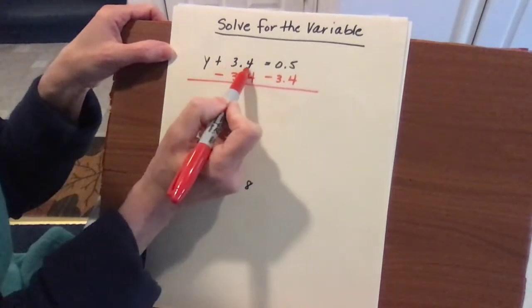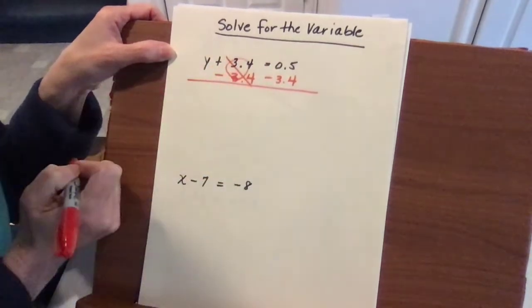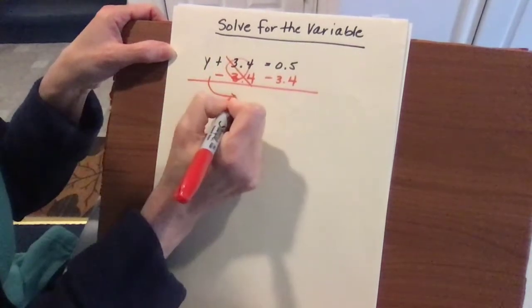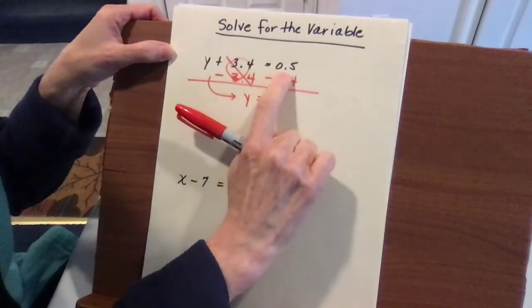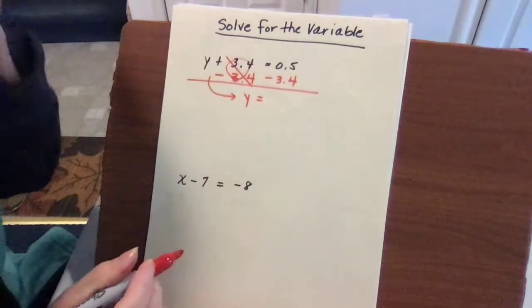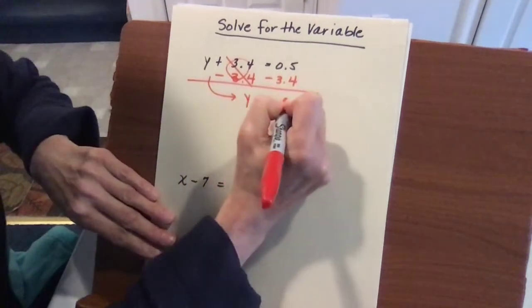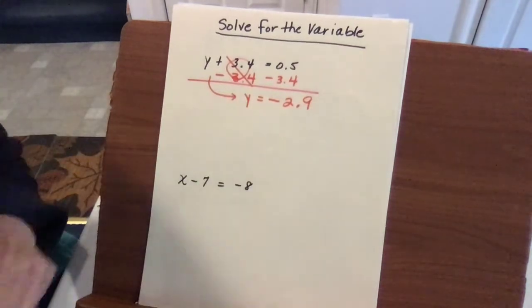So positive 3.4 minus 3.4 makes this 0. What comes down is the y equals, and calculate 0.5 minus 3.4, and that comes out to negative 2.9. And that's your answer for y.